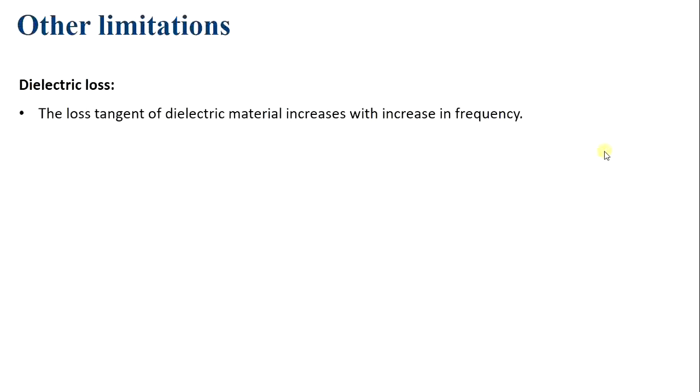The other drawback is dielectric loss. The loss tangent of the dielectric material increases with the increase in the frequency. This occurs in various types of insulating material used in the device, that is the glass envelope. There will be more dielectric losses at microwave frequency.